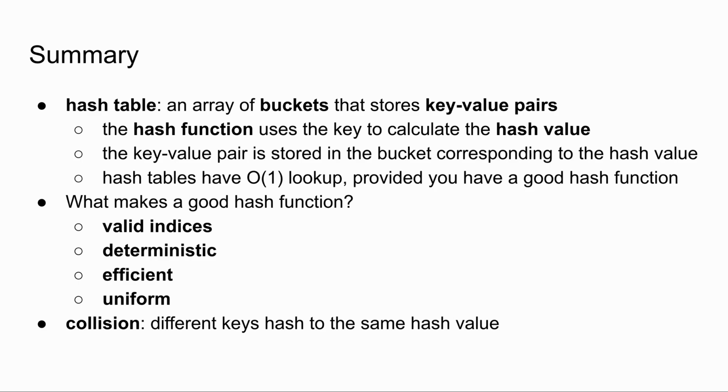But for now, let's summarize what we've learned today. We learned that a hash table is an array of buckets that stores key-value pairs. The hash function uses the key to calculate the hash value, and the key-value pair is then stored in the bucket with the index corresponding to the hash value. We learned that hash tables have O of 1 lookup, provided we have a good hash function. We learned that a good hash function returns valid indices, is deterministic, is efficient, and distributes the key-value pairs relatively evenly across the hash table. We learned that a collision occurs when different keys hash to the same hash value.